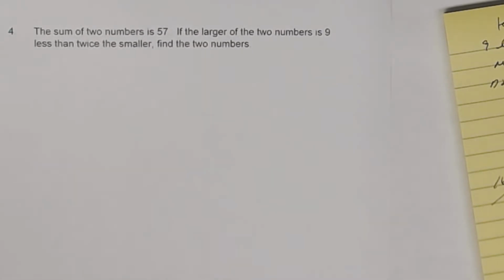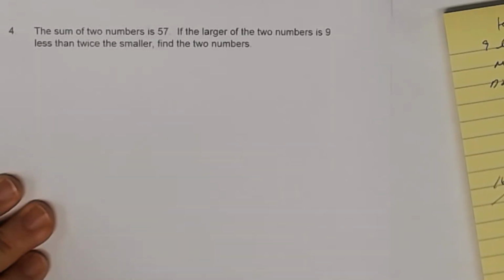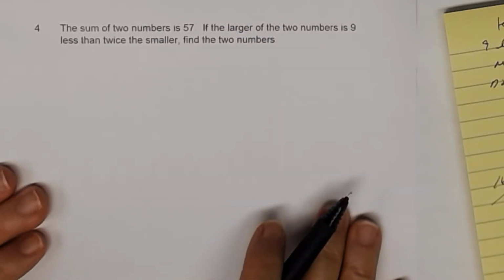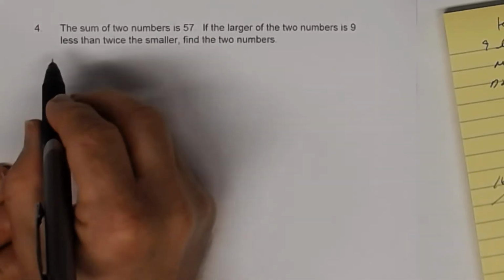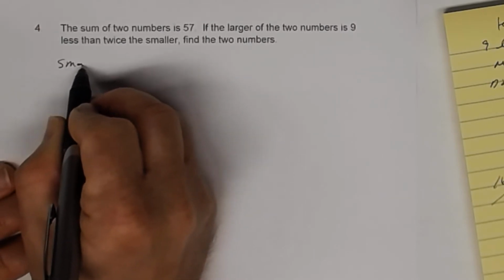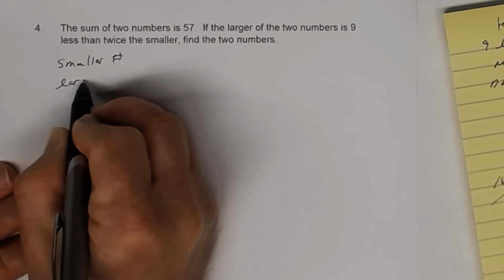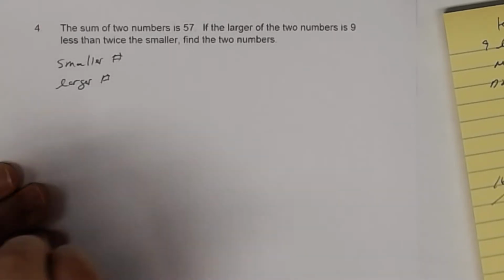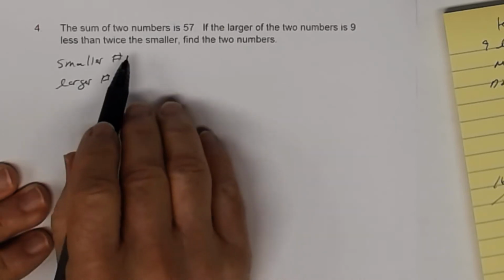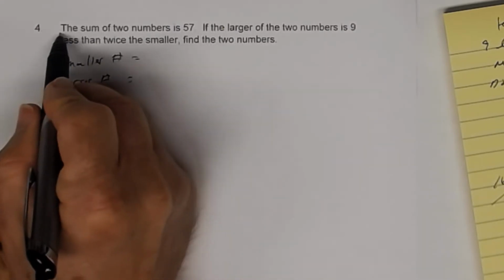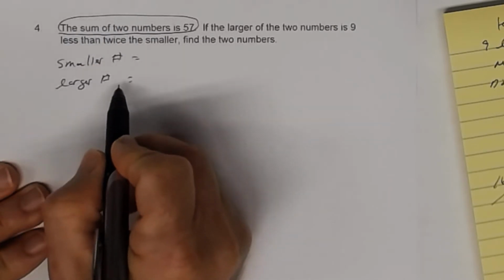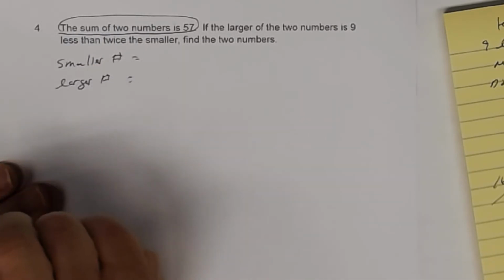All right, in number 4, we have the sum of two numbers is 57. The larger of the two numbers is 9 less, so here's that word less than again, less than twice the smaller. Find the two numbers. All right, so this time I'm dealing with two numbers, and they're using the words larger and smaller. So let's go ahead and use those words as well. So smaller number, larger number. Okay?